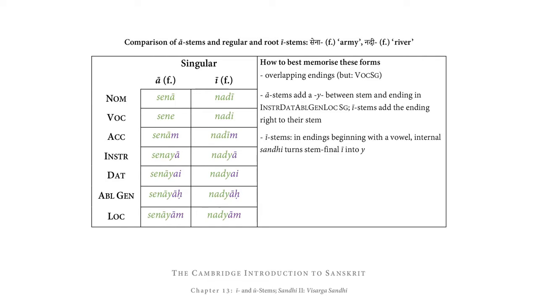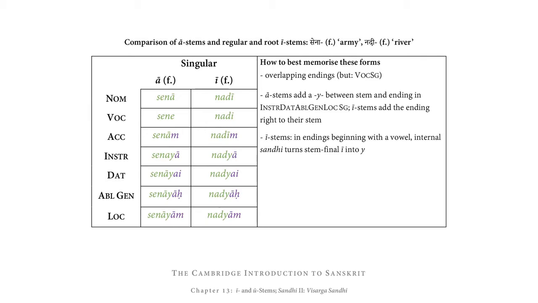So for example, in the nominative singular, we have Sena and Nadi. Nadi means river, by the way. So both of these just end in their long vowel. They're basically just the stem, Sena, Nadi, or they look identical to just the stem. The vocative, Sene, as opposed to Nadi, doesn't really have much of a link. So the new vocative Nadi, you really need to memorize independently.